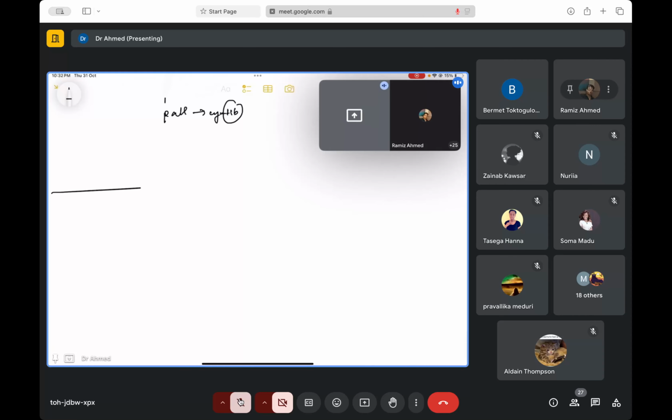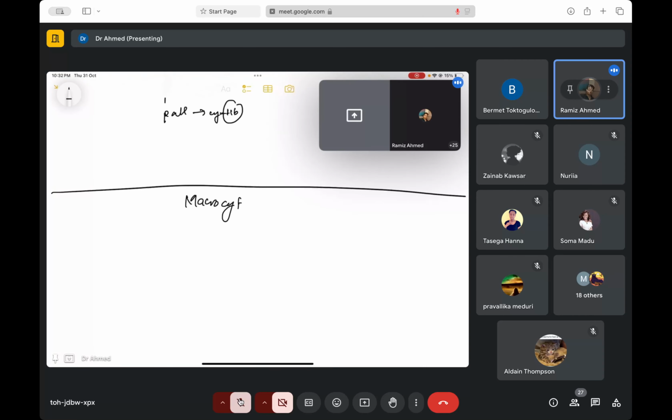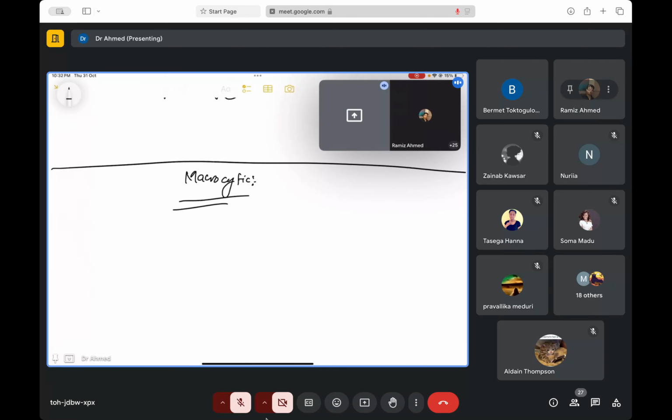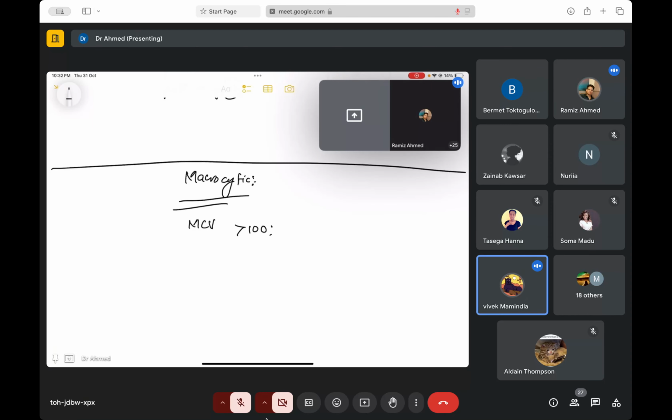We are done with microcytic. Now let's move to macrocytic. Can anyone tell me what macrocytic anemia is? What's the basic definition? MCV greater than 100. Okay, perfect. MCV greater than 100. What are some of the causes of macrocytic anemia?